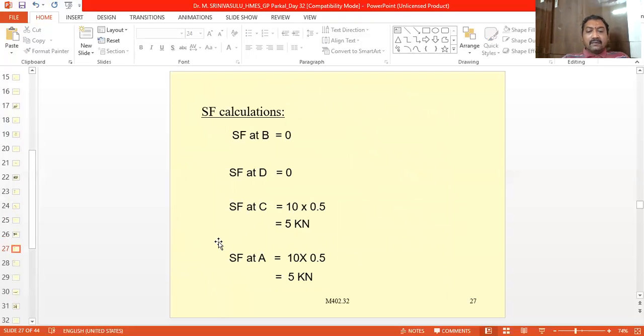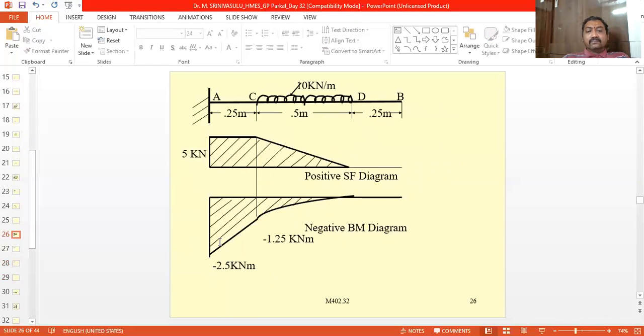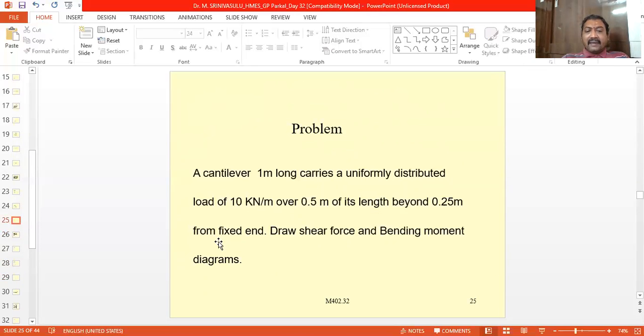Now, this is the problem on the cantilever with UDL. We'll try to solve this problem. If it is possible, we'll try to work it out. You take this problem.